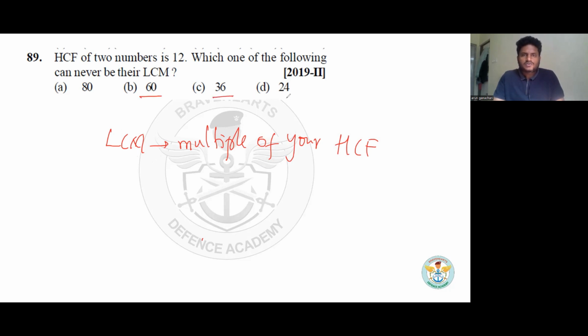36 is also a multiple of 12. 24 is also a multiple of 12. The only number which is not a multiple is what? 80. So this can never be their LCM. Understanding why it is not your LCM? Yes. Okay. Then moving on from it.